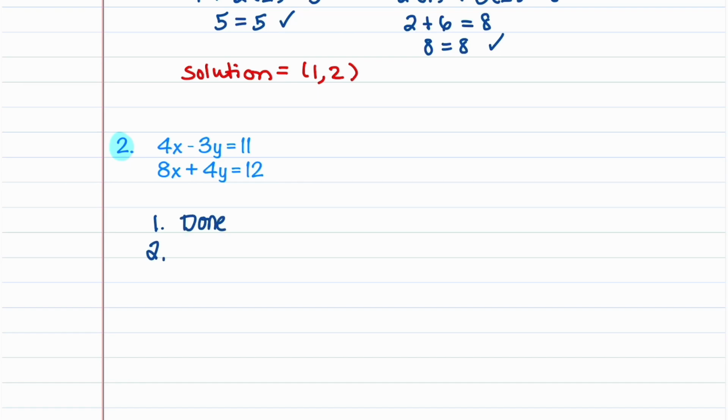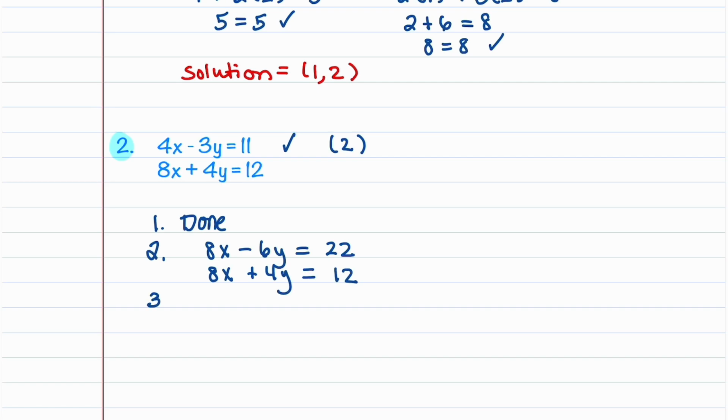Our second step is to multiply one of the equations by a constant so that the coefficients of one variable are the same. When we look up at our equations, I think it's going to be easiest if we take our first equation and we multiply it by 2. That way the x's will both have 8s in front of them. This gives us 8x minus 6y is equal to 22. We're just taking this equation and multiplying it by 2. And then our second equation, we're just going to write down 8x plus 4y is equal to 12.